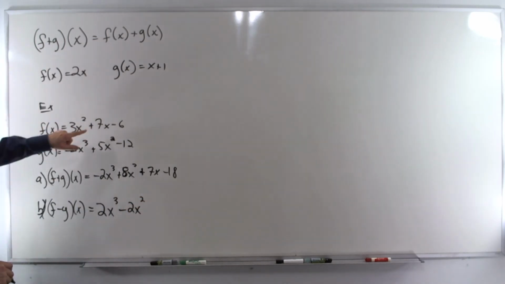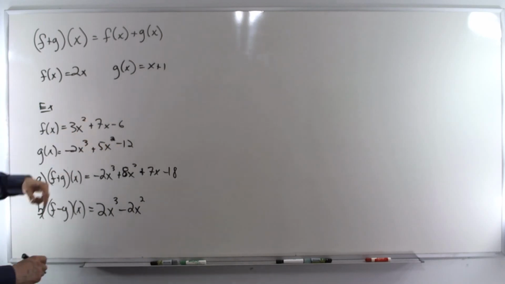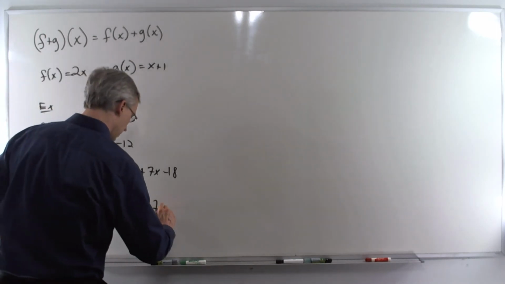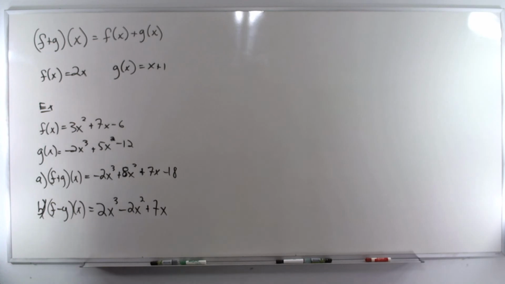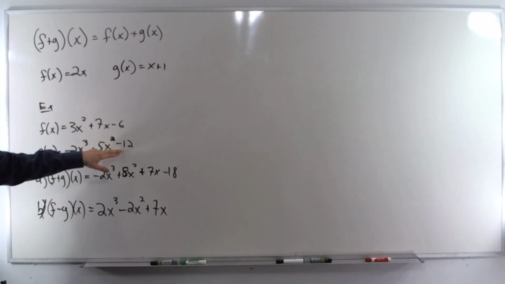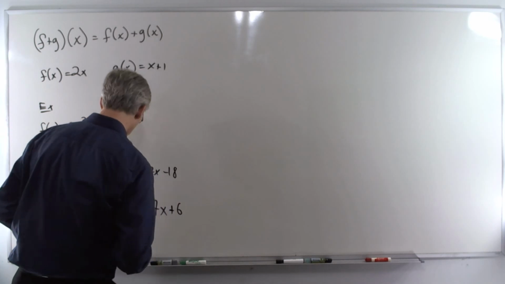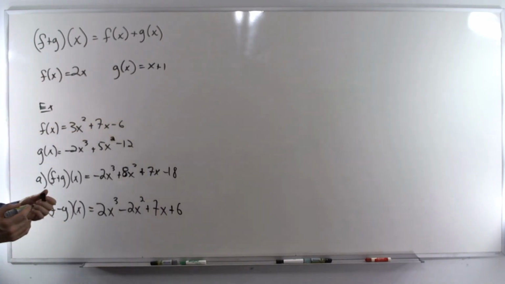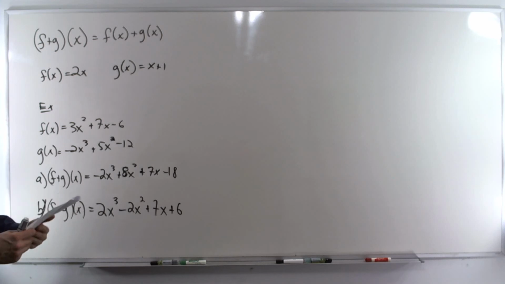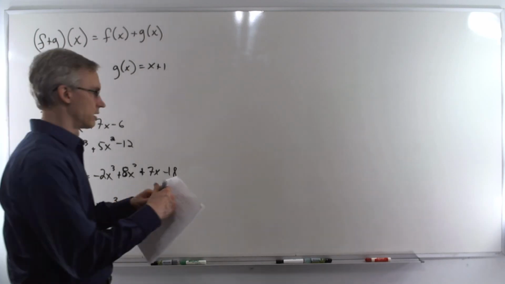Now for the x terms, we got 7 and 0 here, so it's just 7x. And we'll subtract the constants. Negative 6 minus 12 is the same as negative 6 plus 12, so that is 6. So we get 2x to the third minus 2x squared plus 7x plus 6. Your turn, number 9.